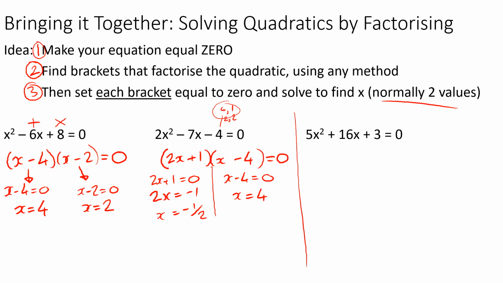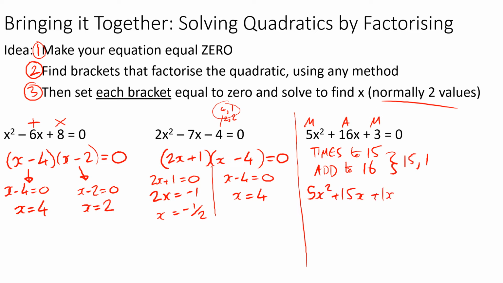And then I thought I'd do the last one using the MAM method because it's quite a good candidate for it. We would need to multiply to 5 times 3, so multiply to 15. We'd need to add to 16, and the numbers that do that are 15 and 1, I think. So we'll split it up: 5x squared, 15x, and x and 3. Don't forget this equals 0 on the end, by the way, it doesn't go away. We'll factorise each half, so that'll be 5x lots of x plus 3, plus 1 lot of x plus 3. And we know we've done that right because we've got an x plus 3 on both sides.